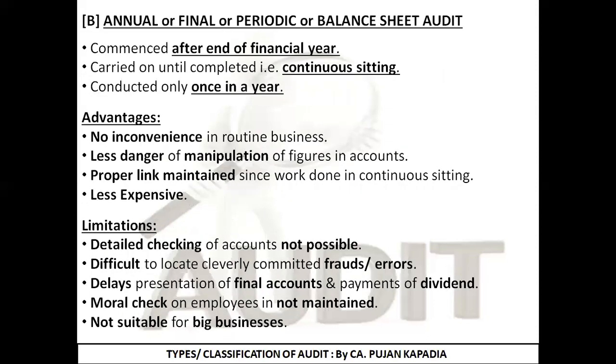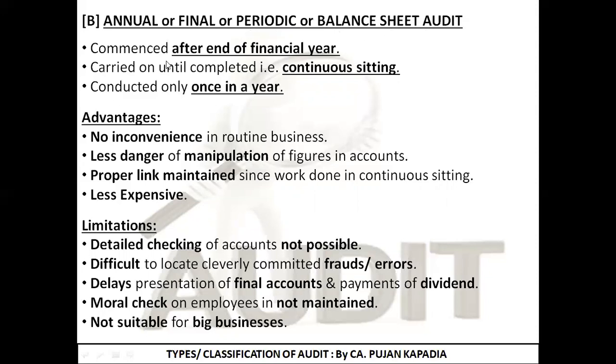Next point is the second category on the basis of time: annual or final or periodic or balance sheet audit. See, there are four names of this particular type of audit. What are those four names? It can be termed as annual audit or final audit or periodic audit or balance sheet audit.